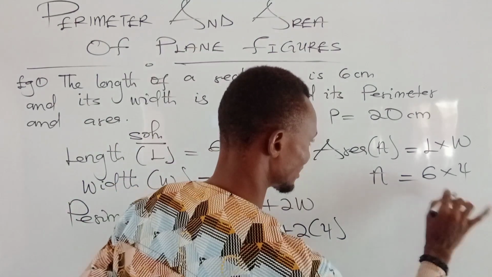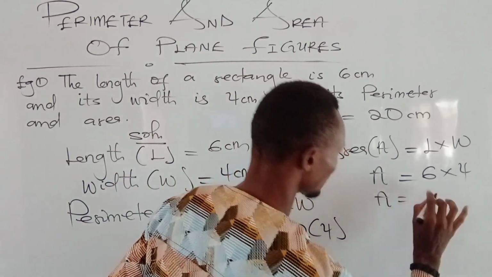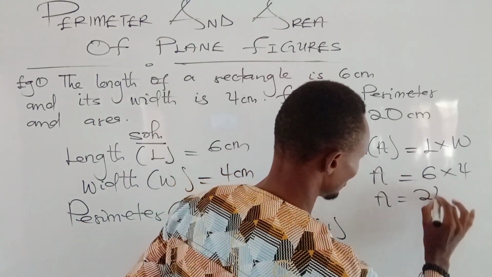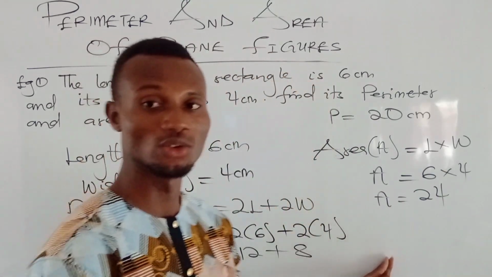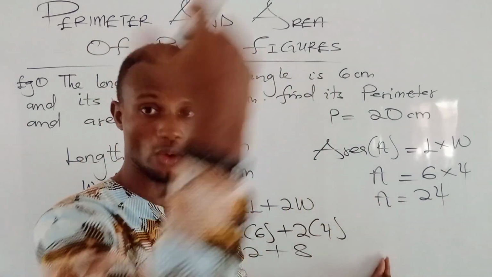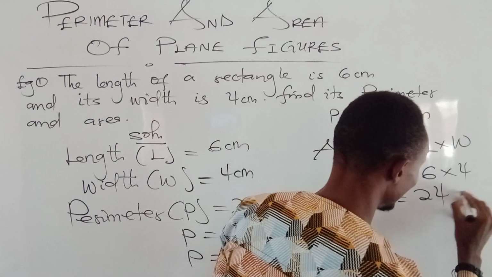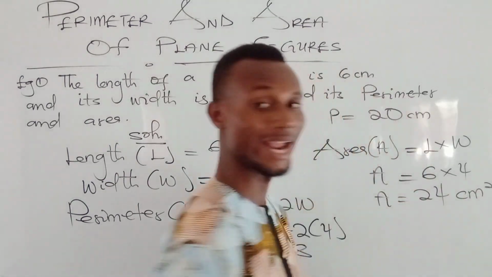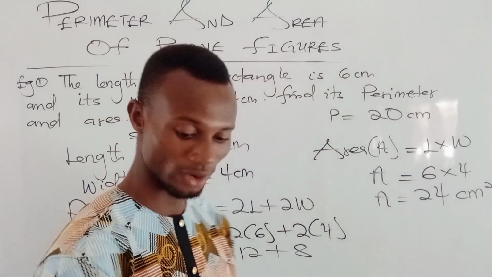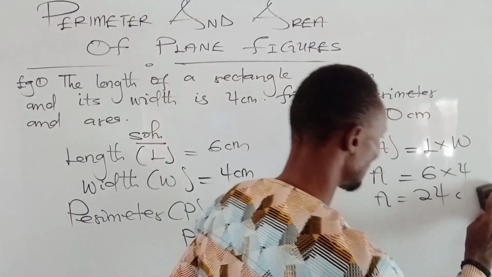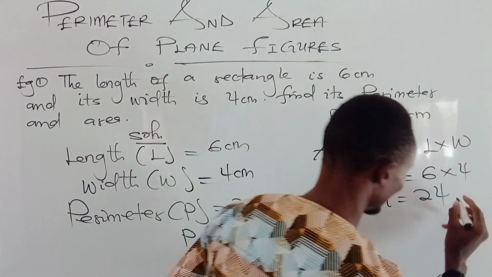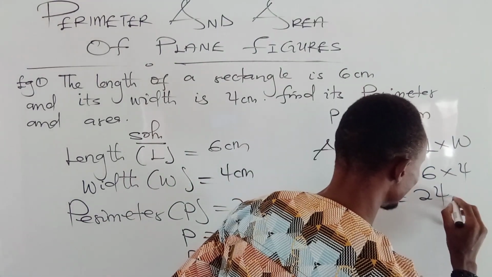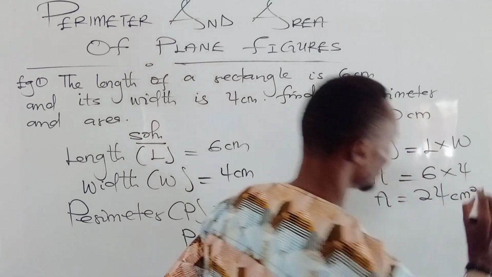So now let's simplify further. So my A will be equal to 6 times 4 is 24. Now you bring the unit. You know that area is in square, so it will be centimeter square, because area is in square. Let me clean it and write it well so that you see it. So we will have 24 centimeter square.